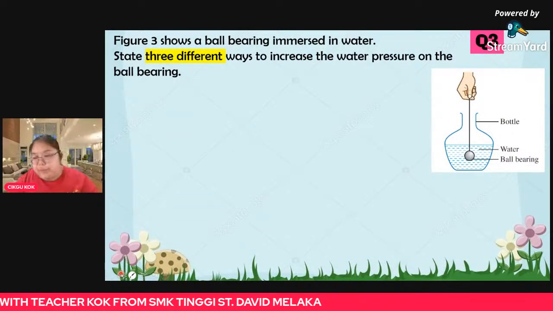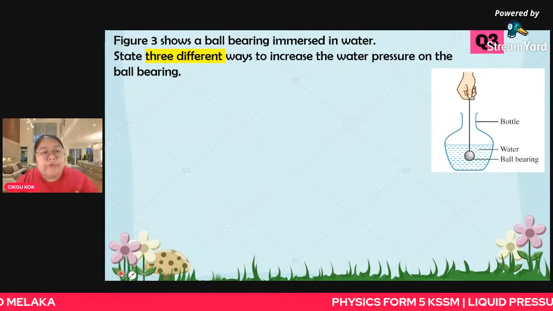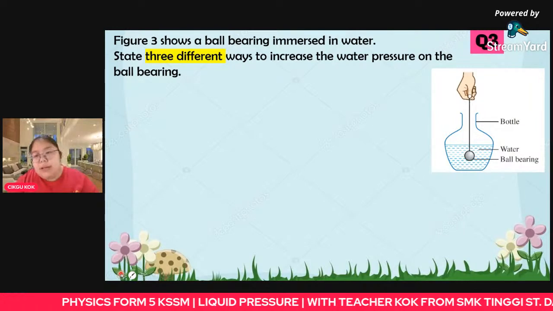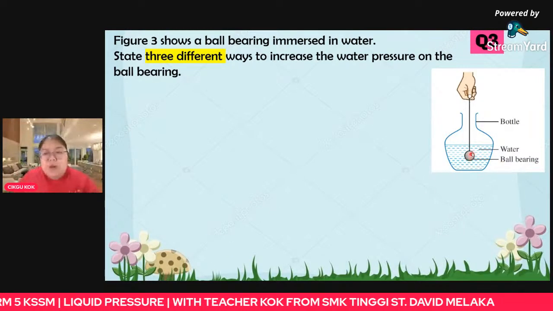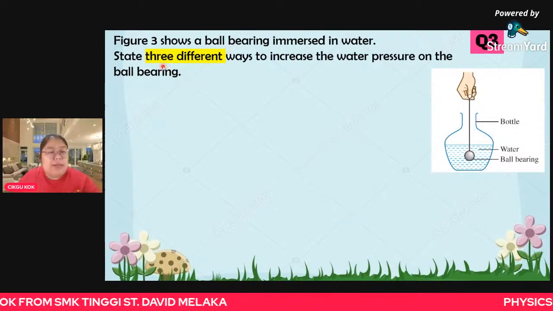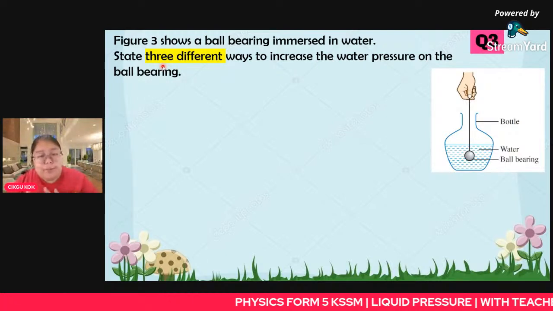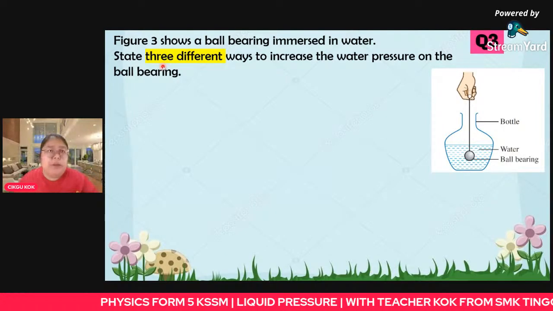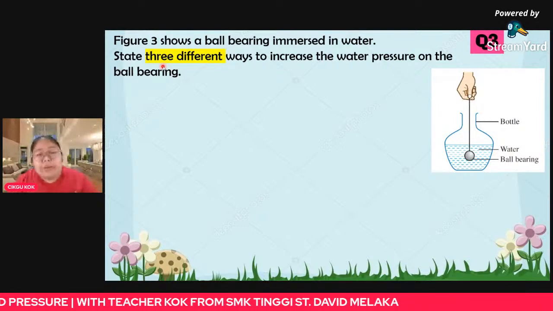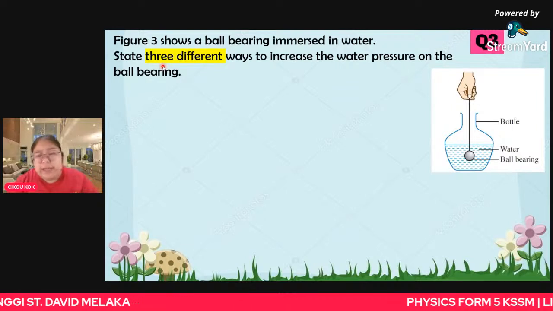Figure 3 shows the ball bearing immersed in the water. Can you state three different ways to increase the water pressure on the ball bearing? Now the level for the ball is here. I want to increase the water pressure acting on the ball, so you need to mention three different ways to make the pressure acting on the ball increase. Any idea? From here you can type already. What is your idea to make the water pressure higher acting on the ball bearing?